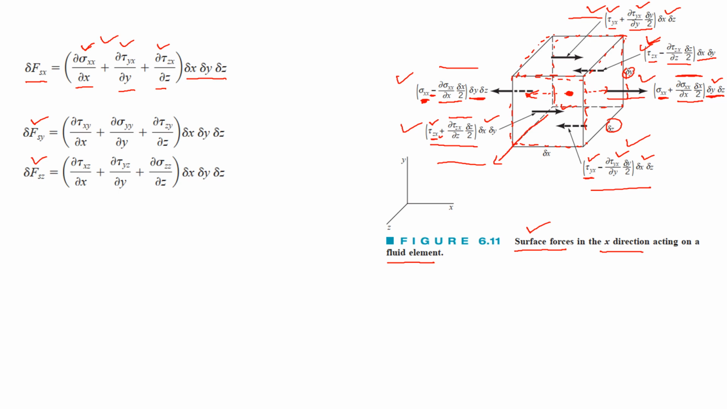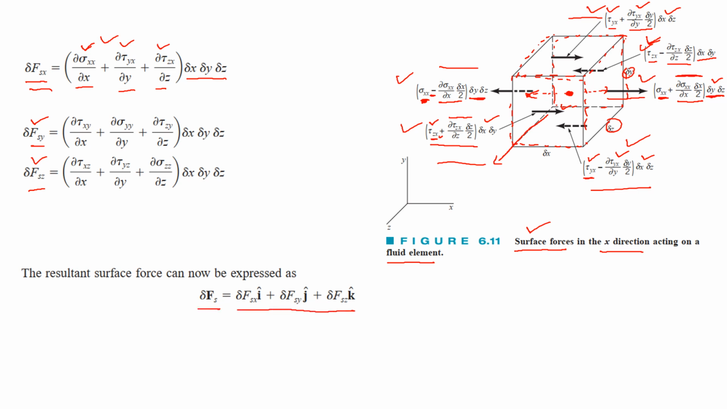So we can write a single equation for these three forces. If we add them up, meaning if we take the resultant of these three forces, we can write them like this. So this is the resultant force, representing all the surface forces along the x, y, z axes.